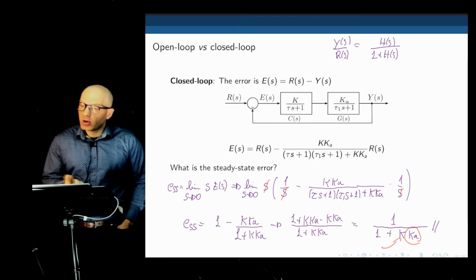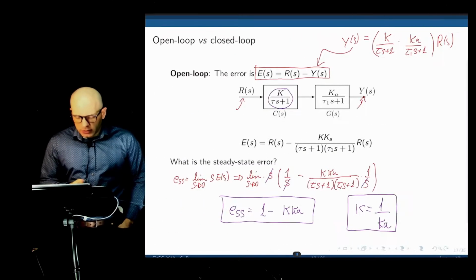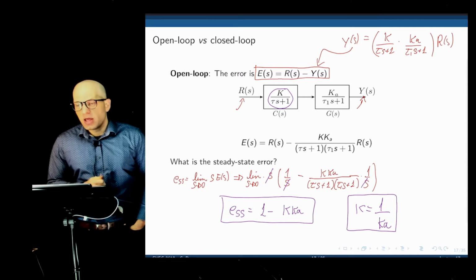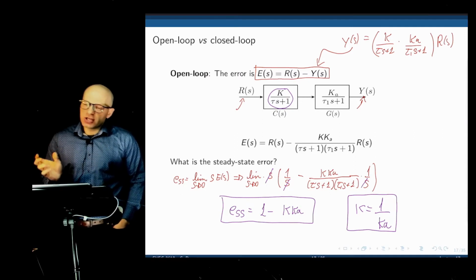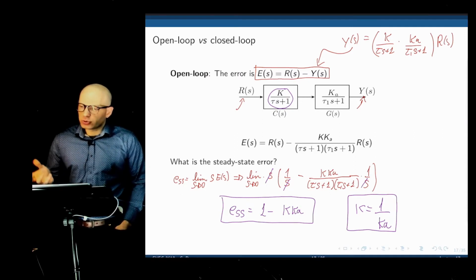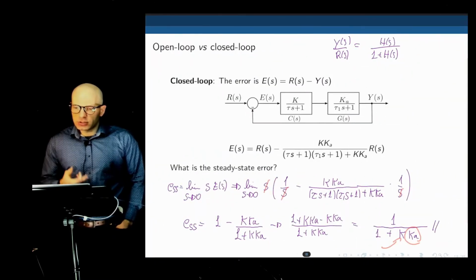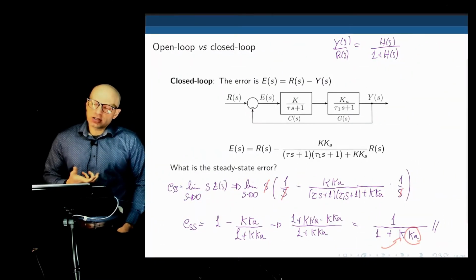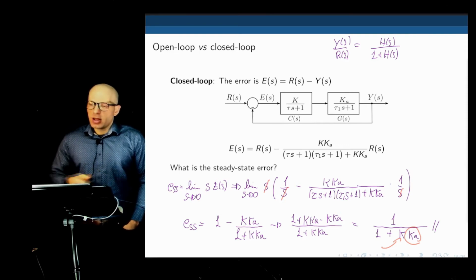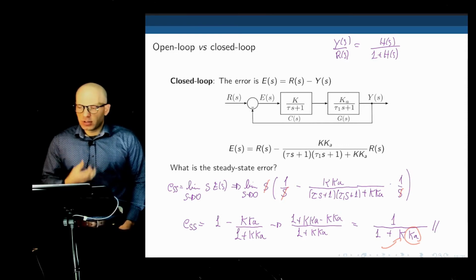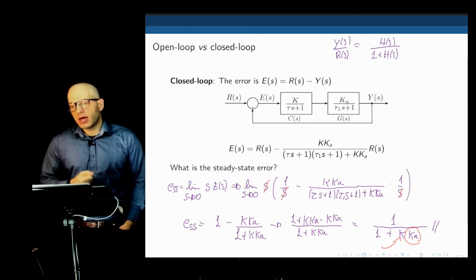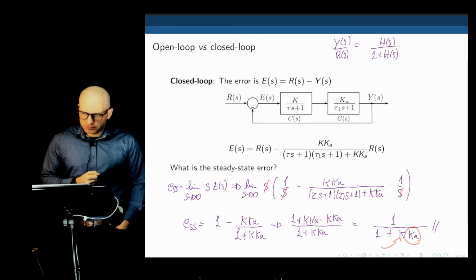But we can minimize it. You may say, well, the other one was better. Well, not really, because in that one you must know exactly what 1 over Ka is. And what if during operation Ka changes? Then your controller doesn't work anymore. Whereas this one is a lot easier to implement. Just set the controller gain K to a high value, and that will minimize the steady state error even when Ka changes.